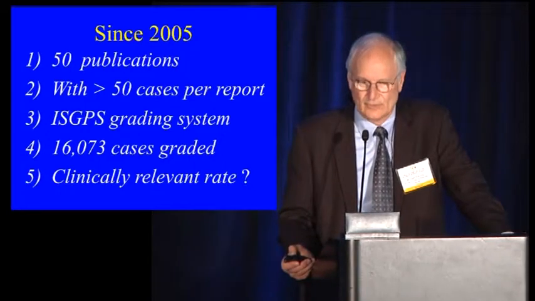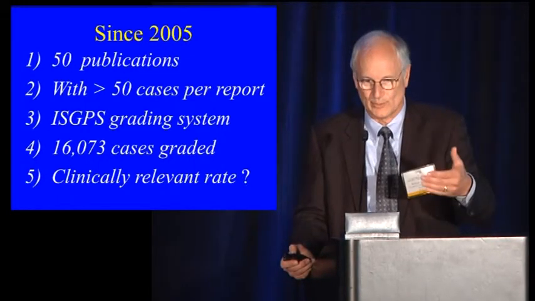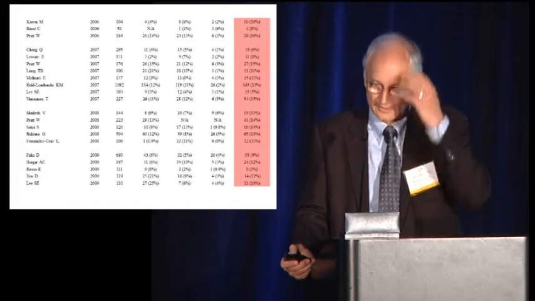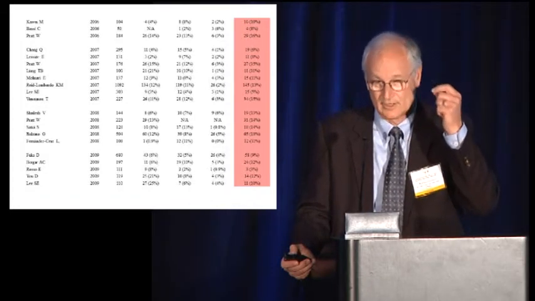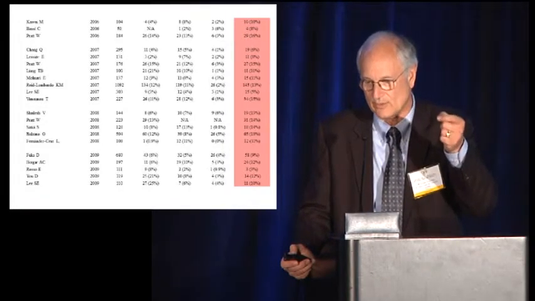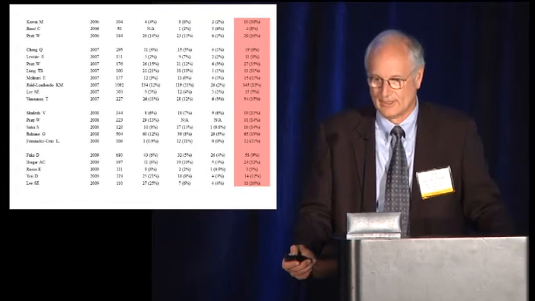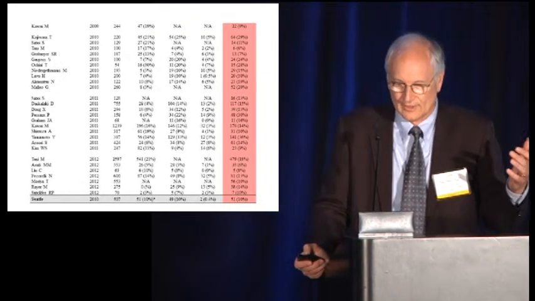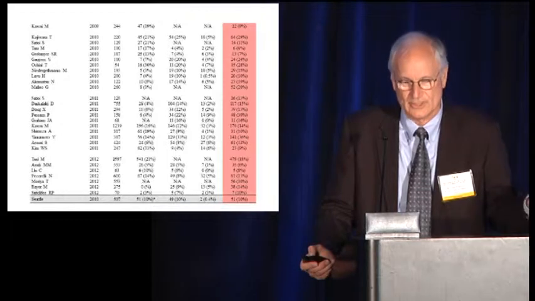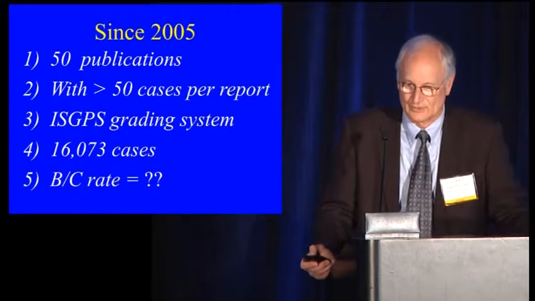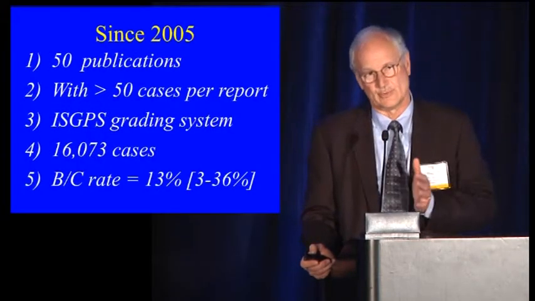And the clinically relevant rate, what was it? So here are the papers. On the right side in the pink is what the clinically significant leak rate was, the BC rate as you know it. And here's the other papers. But basically, the BC rate for 16,000 cases was 13% using the ISGPS system.